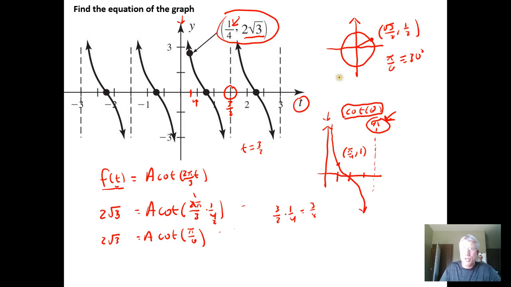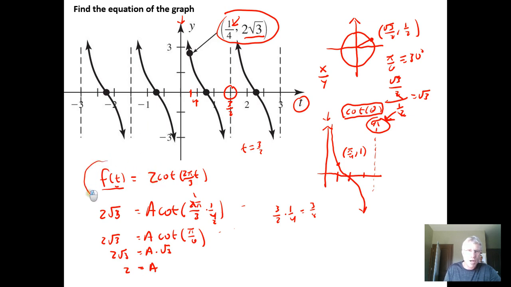And I know that the cotangent function is the ratio x over y. So in this case, x divided by y, the 2's would cancel, giving me root 3 over 1, or just the square root of 3. So I get 2 square root of 3 equals a times the square root of 3. Divide both sides by the square root of 3. I get 2 is equal to a. So I can come to my cotangent function and update the a with 2. And there I have my model for the cotangent based on the graph.